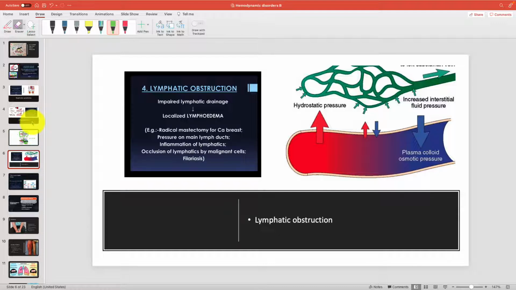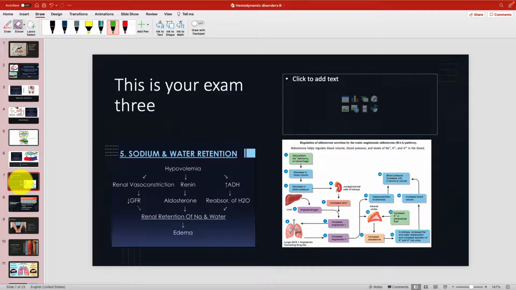One group is going to get this, and another group is going to get one on free radicals. And your exam, like I said, I will get you a detailed sheet about what I expect from you. You are going to give me a presentation on either sodium water retention, which basically leads to the activation of certain things like renin and angiotensin 2. And the other group is going to get one on free radicals. So here is your exam 3.